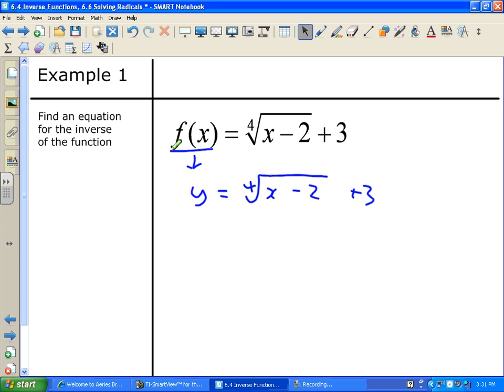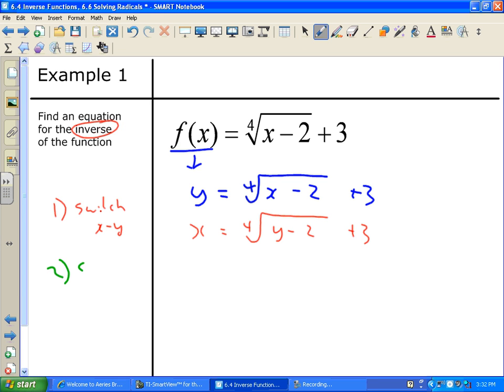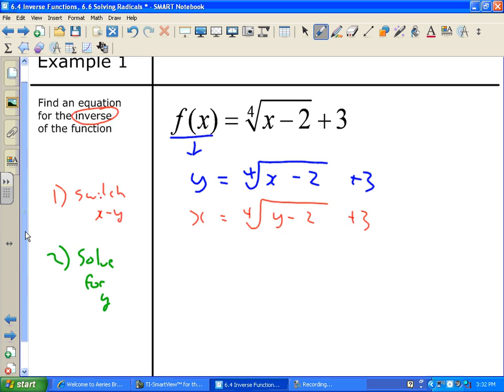If it asks us to find an inverse, then we're going to do two things. Flip-flop x's and y's. So x equals the 4th root of y minus 2, plus 3. And the next thing we're going to do, solve for y. x equals the 4th root of y minus 2, plus 3. Solving that equation for y.